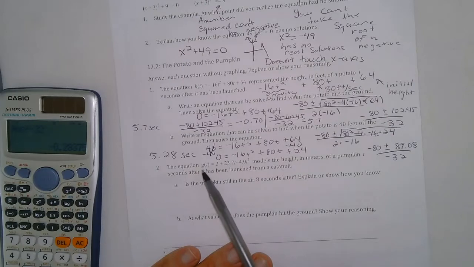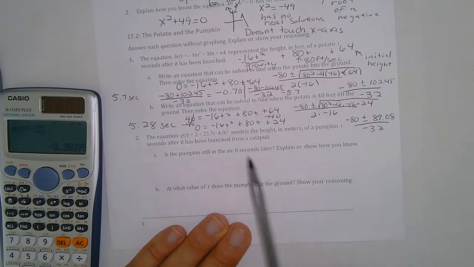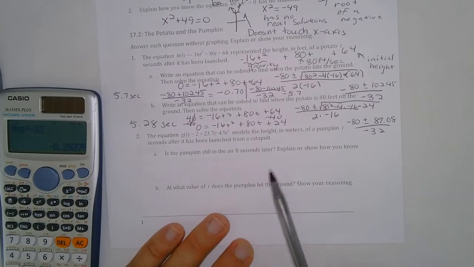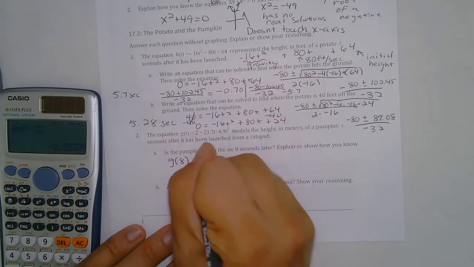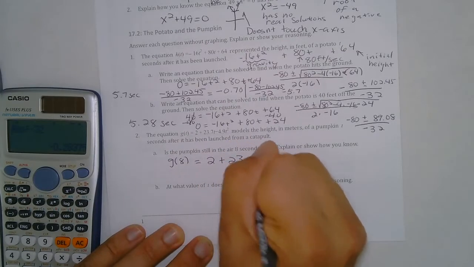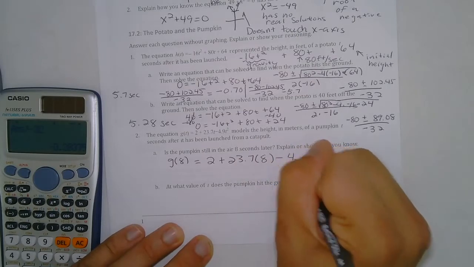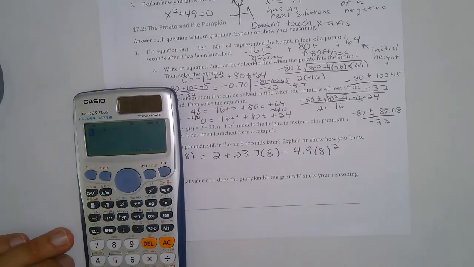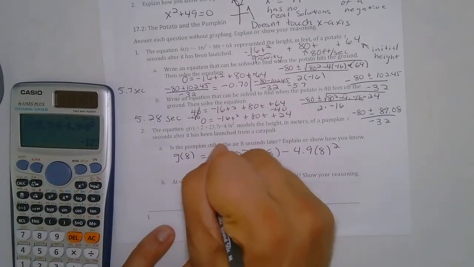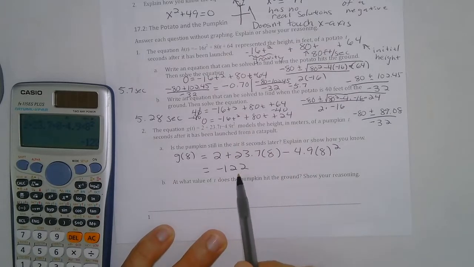In our last one, the equation g of t equals 2 plus 23.7t minus 4.9t squared models the height of a pumpkin. Is the pumpkin still in the ground 8 seconds later? What you can do is plug in 8 seconds. So g of 8 means I just plug in 8 for t. It's 2 plus 23.7 times 8 minus 4.9 times 8 squared. I put all of that into a calculator, and that answer is negative 122. If the height is negative, it already hit the ground.